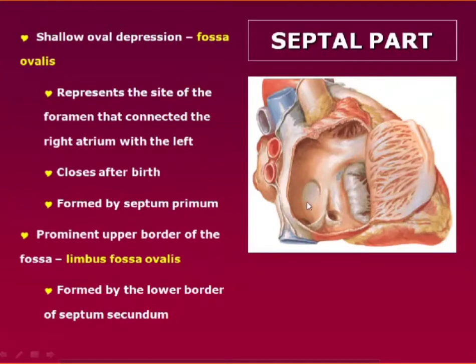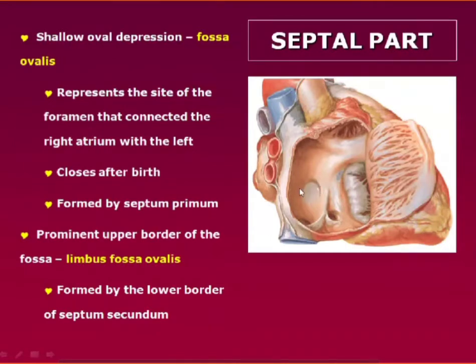And the fourth point, the margin above the fossa ovalis is called what? The limbus fossa ovalis. The margin above the fossa ovalis is called the limbus fossa ovalis. And this limbus fossa ovalis develops from the lower part of the septum secundum.